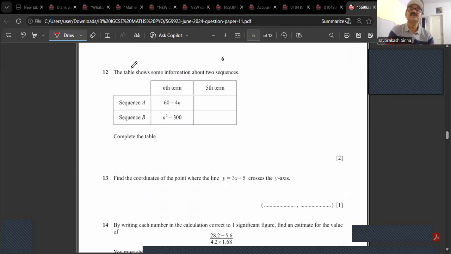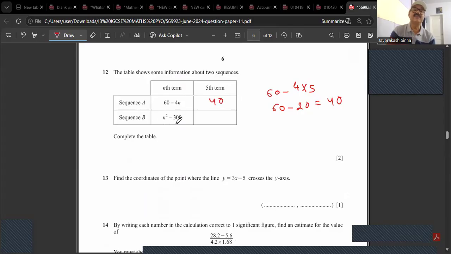The table shows some information about two sequences. Sequence A, 60 minus 4n. So find the fifth term. The fifth term we can find by putting n is equal to 5. So 60 minus 4 into 5. So 60 minus 20 is equal to 40. The fifth term will be 40.